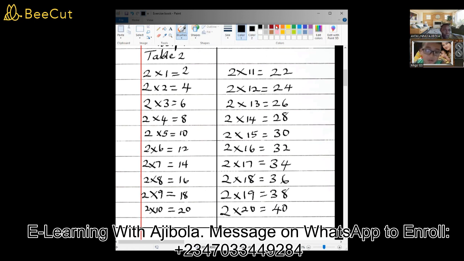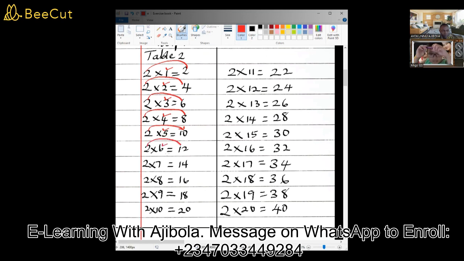Now look at this. If I say, how many 2 is in 2? That is 1. How many 2 is in 4? That is 2. How many 2 is in 6? 3. How many 2 is in 8? 4. Then how many 2 is in 10? 5. How many 2 is in 12?